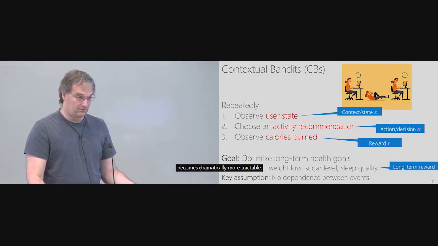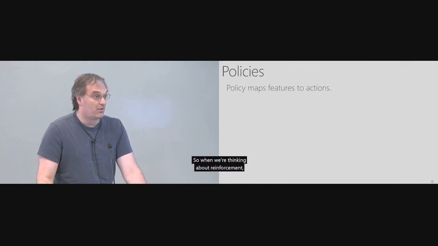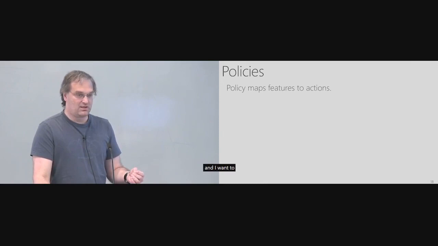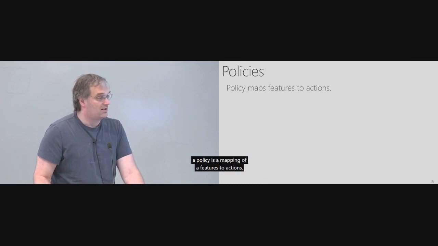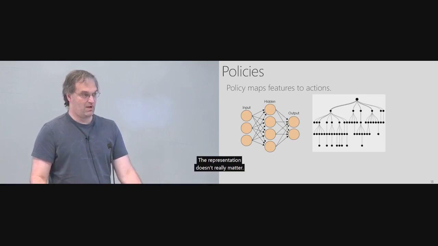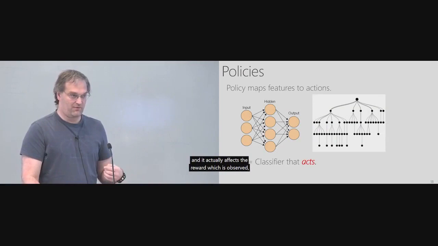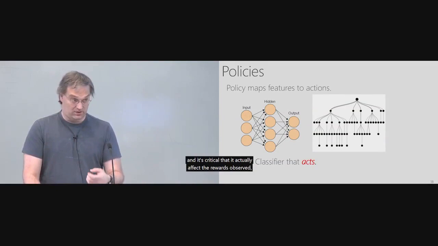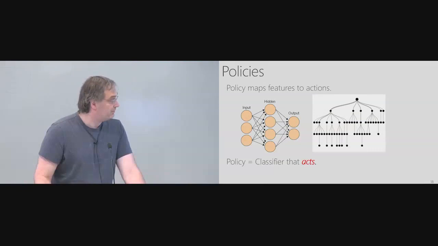So when we're thinking about reinforcement learning, we're typically thinking about policies. And I want to reemphasize something that Alex said, which is that a policy is a mapping of features to actions. It could be a neural network. It could be a decision tree. The representation doesn't really matter. When we're thinking about policies, we're thinking about something which acts in the world. It actually affects the reward which is observed. And it's critical that it actually affect the reward which is observed, or else the learning algorithms for these things just don't even work. Right?